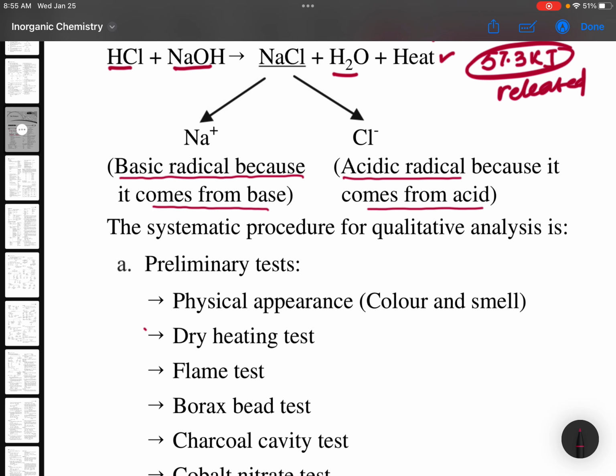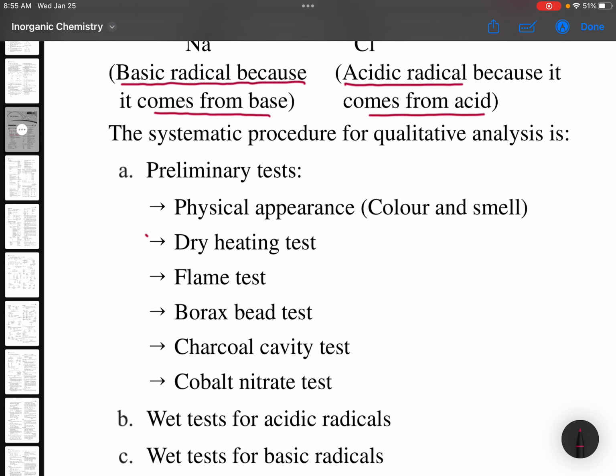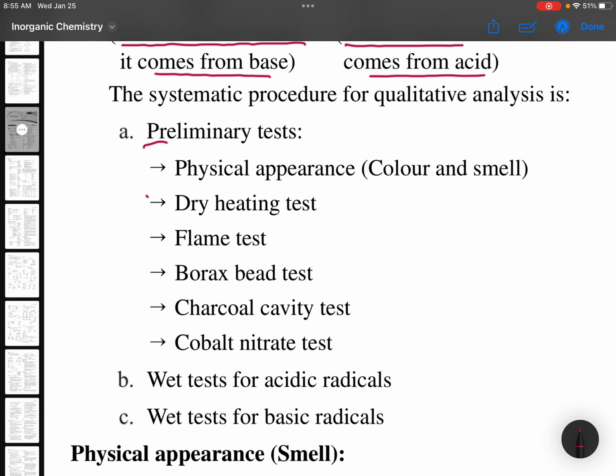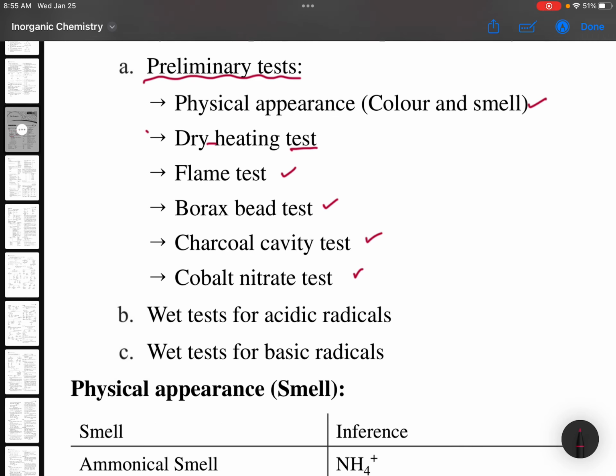The systematic procedure for qualitative analysis is, first you need to go with preliminary tests. Preliminary test means physical appearance, how they appear, color and smell. Then the dry heating test, we can call this the dry test. Flame test, what type of colors they show on flame. Borax bead test, charcoal cavity test, cobalt nitrate test. Then wet test for acidic radicals, then wet test for basic radicals.